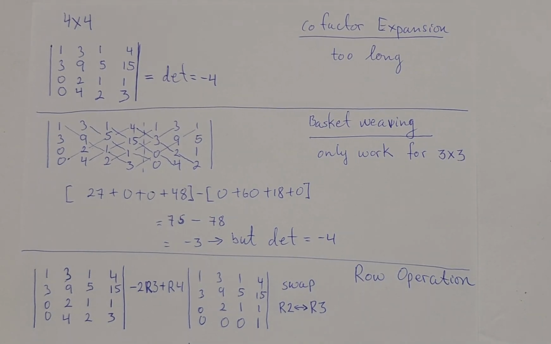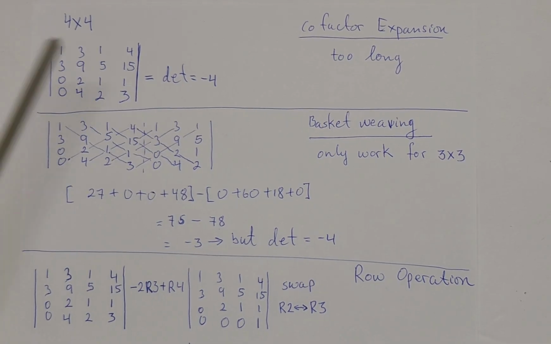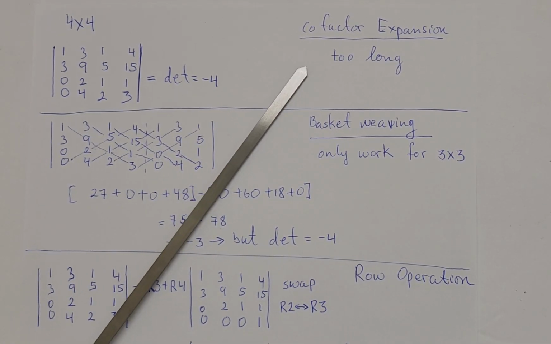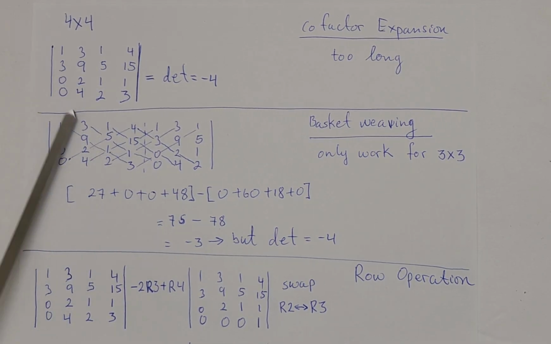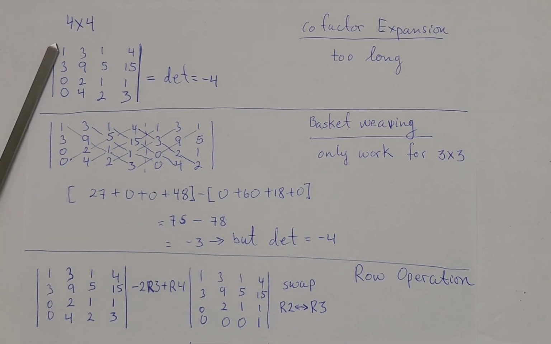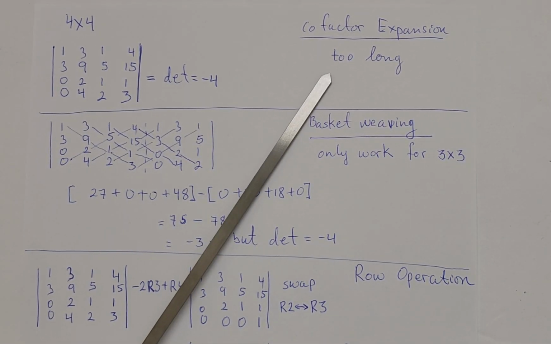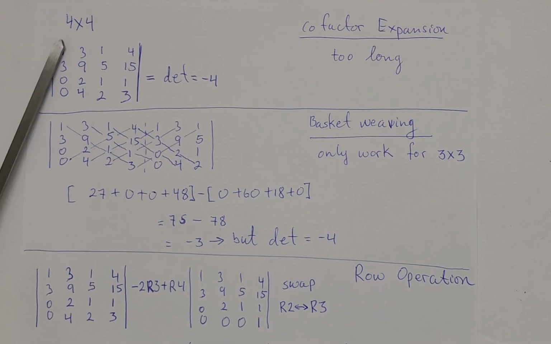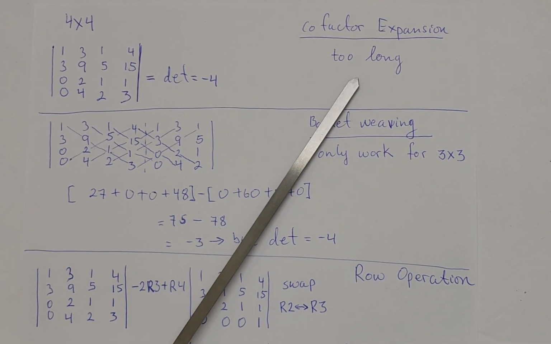This lesson is find the determinant of a 4x4 matrix using cofactor expansion method. This is a 4x4 because I have 4 rows and 4 columns. However, if we use the cofactor expansion, it is very lengthy. Anything above 3x3 is going to be very lengthy if I use cofactor expansion.